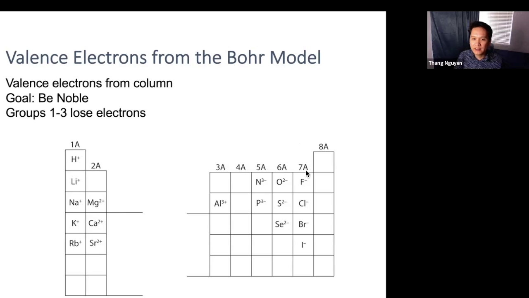Whereas for groups 5, 6, and 7, think about this. If you are, let's say, fluorine, is it easier to lose 7 electrons to become like helium, or gain 1 more electron to have that 8th electron? It's easier to just gain electrons, right? So the elements on the right-hand side, particularly groups 5, 6, and 7, will gain electrons to become negatively charged. Whereas groups on the left-hand side will lose electrons, becoming positively charged. So we'll take a look at this in closer detail now.